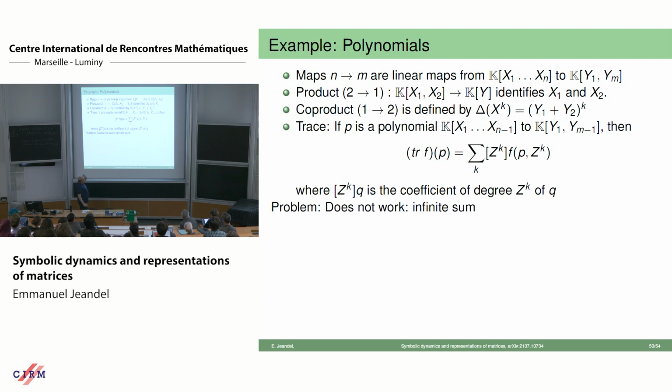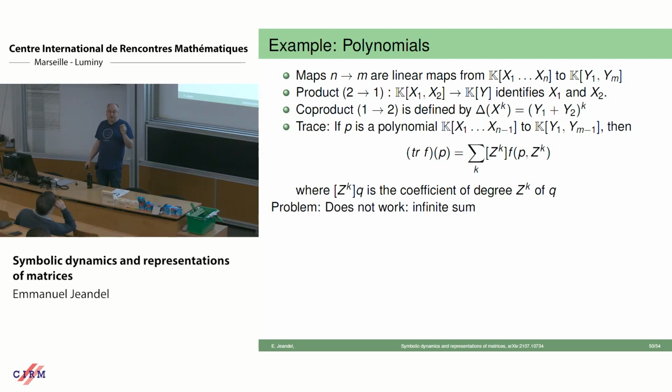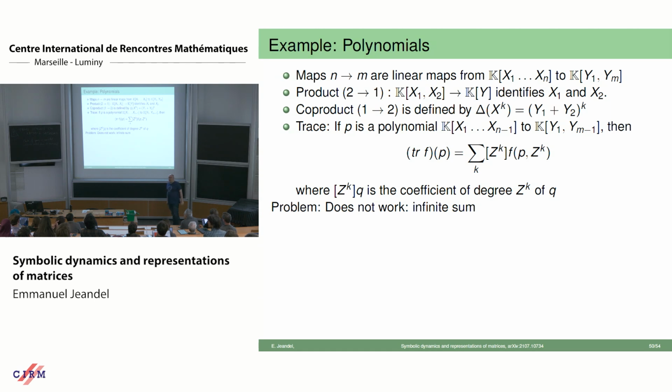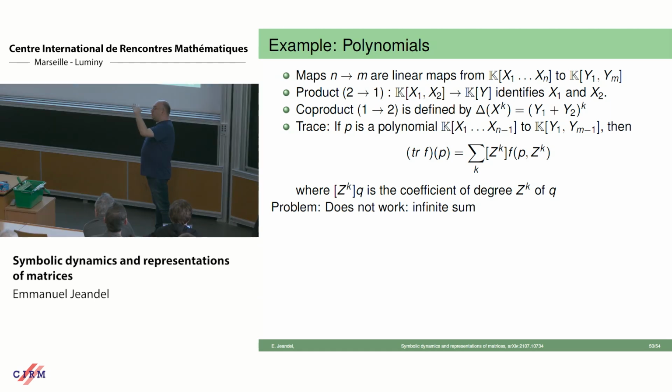So this is the example. Now what we have is that the maps take polynomials as input and give polynomials as outputs. Essentially you have as many variables in your polynomial as wires, as inputs. So what is the product? You take, let's say, a polynomial with x as an unknown and a polynomial with y as an unknown. Well, the product is just that you merge the two unknowns into one.